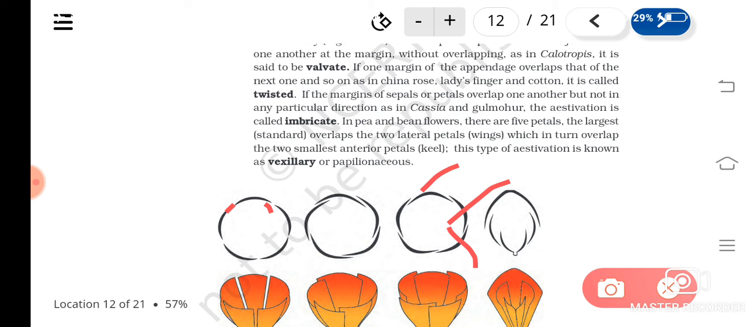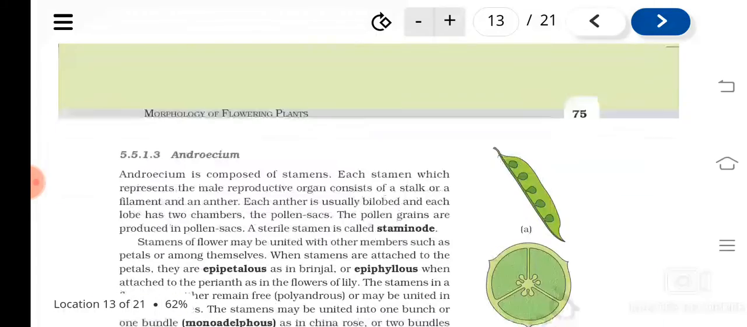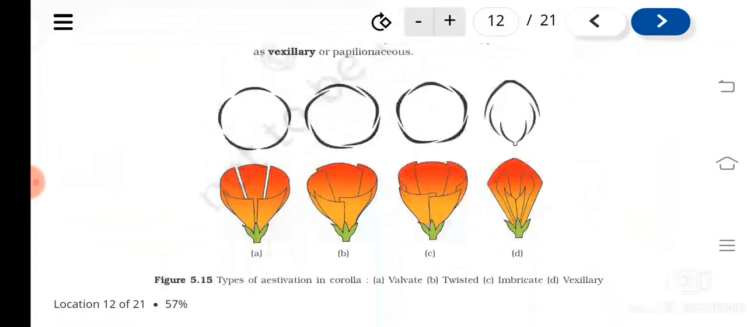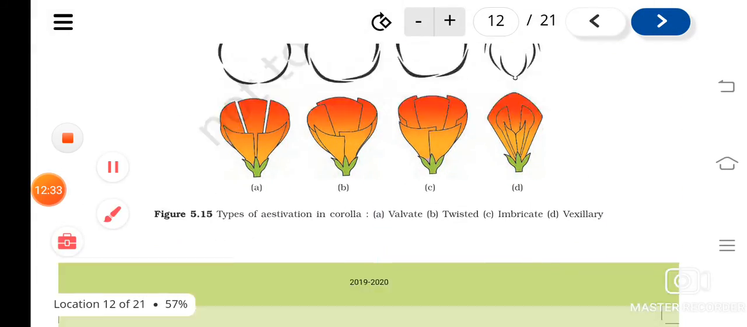Then next is vexillary, which you can see in the papilionaceous family, papilionaceous flowers. There are 5 petals in them, and one is the standard petal that overlaps the two lateral petals. Then that overlaps the keel petal, which forms a single structure by joining. This kind of estivation is known as vexillary estivation. Understood? So about estivation, it is very clear now. With the help of the diagram you can understand.